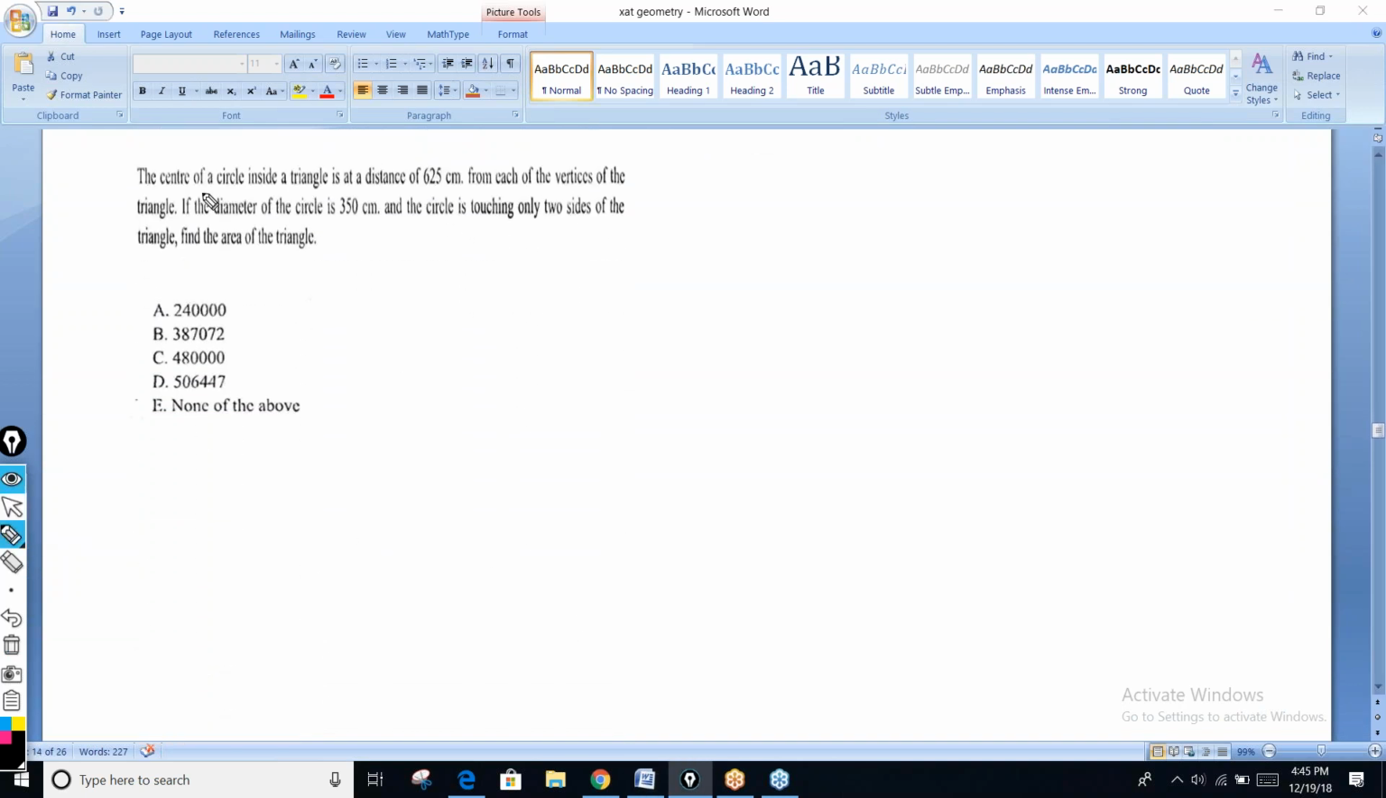Look at it. The center of the circle inside a triangle is at a distance of 625 centimeter from each of the vertices of the triangle. If the diameter of the circle is 350 centimeter and the circle is touching only two sides of the triangle, find the area of the triangle. This is again a good question, guys. A difficult question. Look at it. The question is something like that.